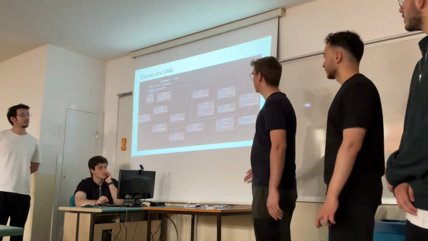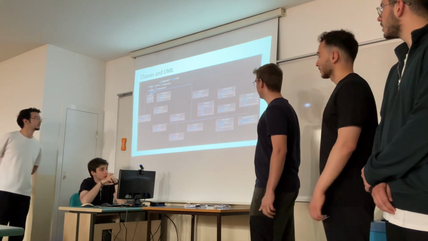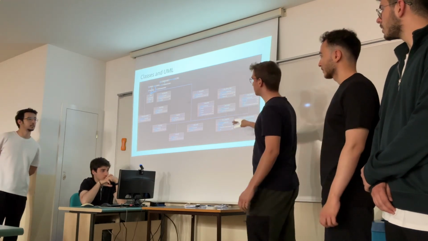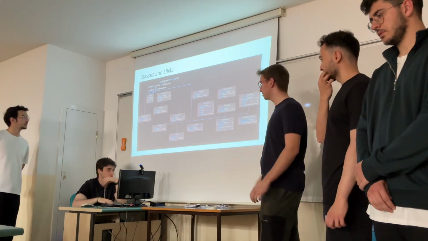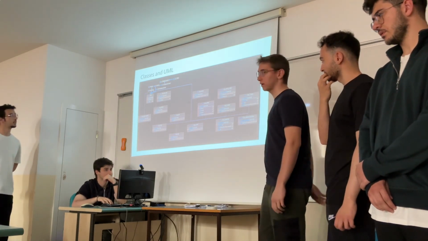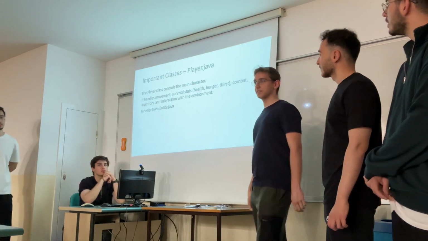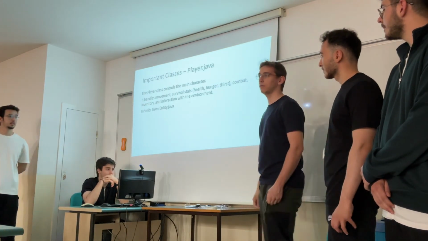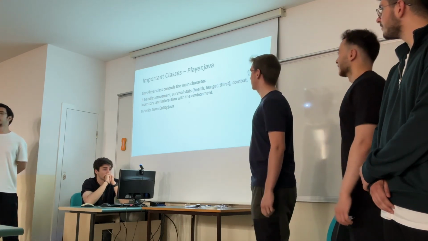So these are our classes. These are all of the object classes, and those are the tile classes and collision classes, and so on. This is our UML diagram. So we have a lot of classes, tens of classes, and we will talk about some of the important classes here. The first one is Player.